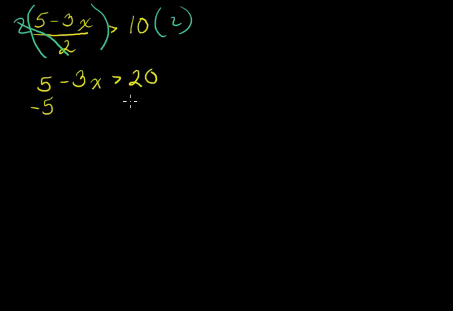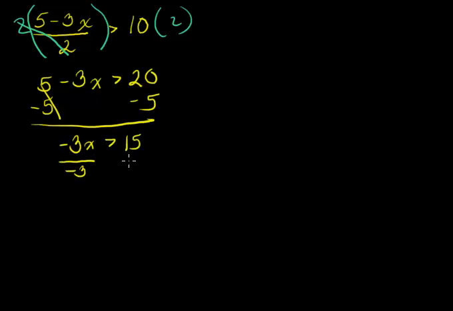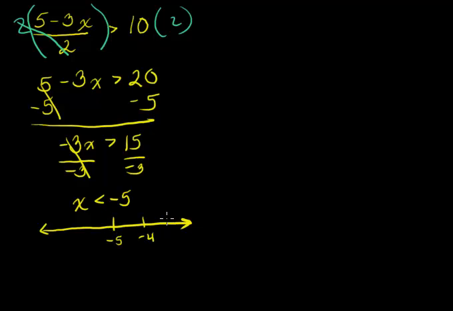So we're going to subtract both sides by 5. We get negative 3x greater than 15. Divide through by negative 3, which is dividing by a negative. So we're going to flip the inequality symbol, and we get x is less than negative 5. Okay, our number line, negative 5, negative 4, negative 6. Again, we're going to circle and we're going to shade in that direction.